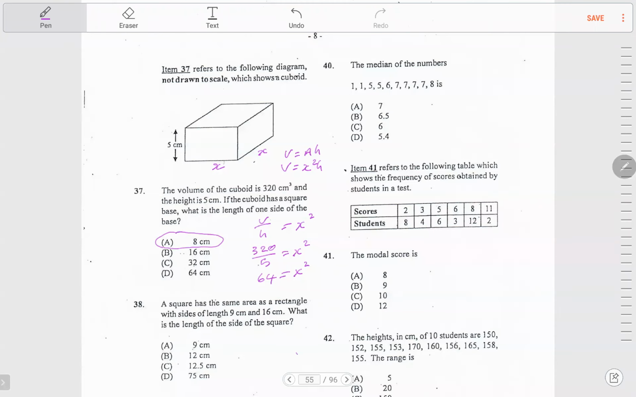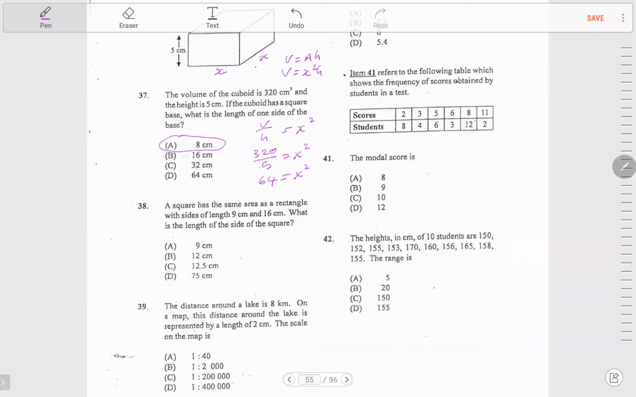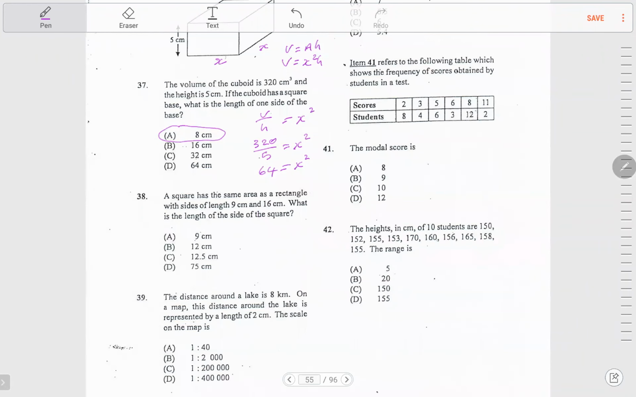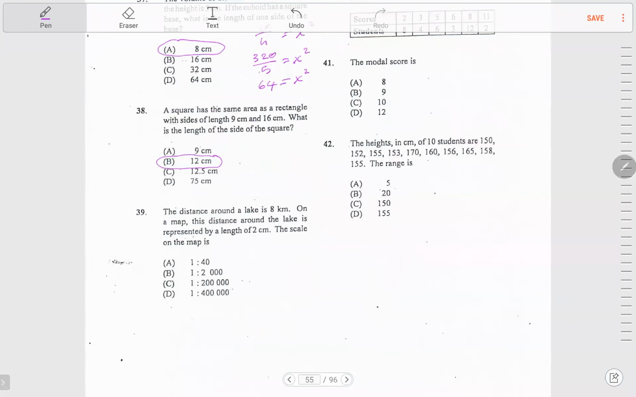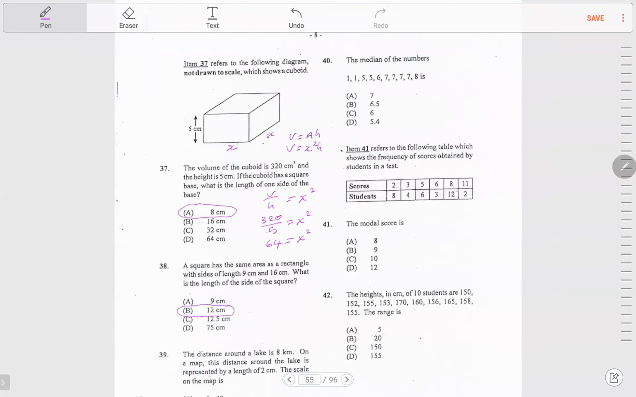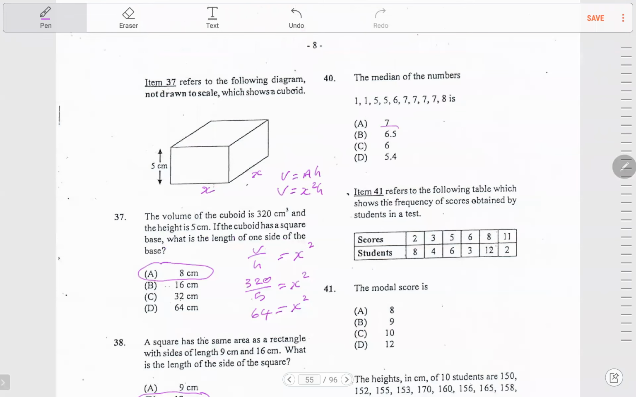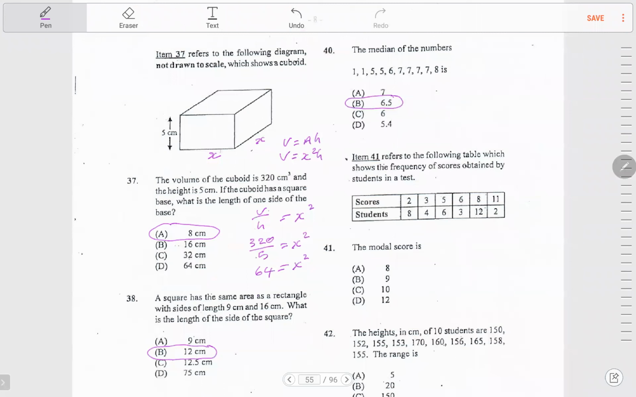Next one, we did this one already as well. All right, and the answer for this one was 12, because 12 squared is 144, and 9 times 16 is also 144. So the length of that square is 12. We did this. Also, we did this one, and this was the answer, I remember. All right, so let's just move through the ones that we did before, so we don't waste time. We did this one already as well, and the answer was 6.5. Did that one already.